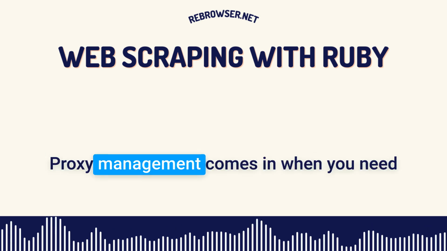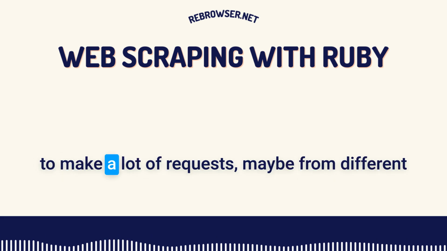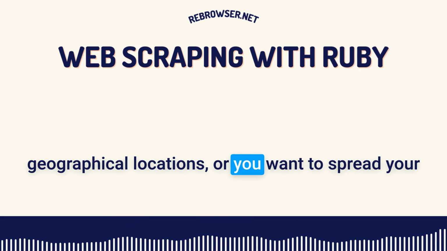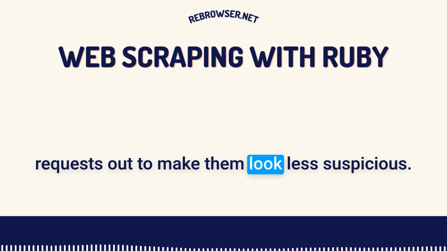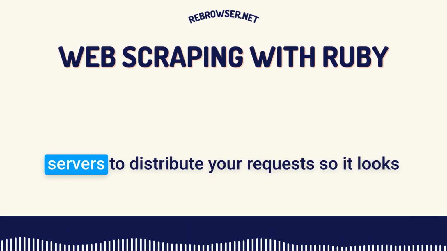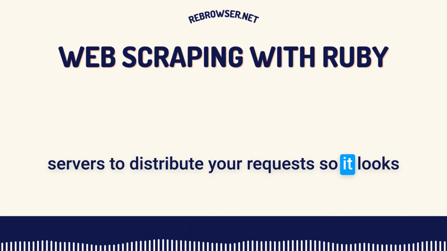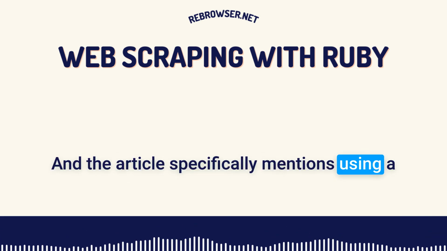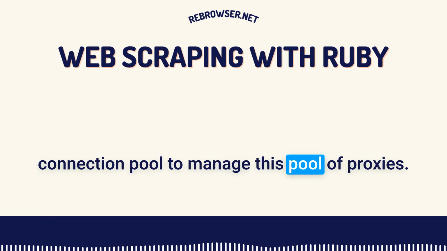Now, proxy management comes in when you need to make a lot of requests, maybe from different geographical locations, or you want to spread your requests out to make them look less suspicious. So you can use a pool of different proxy servers to distribute your requests so it looks like they're coming from different places. And the article specifically mentions using a connection pool to manage this pool of proxies.